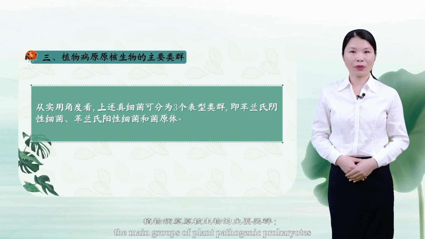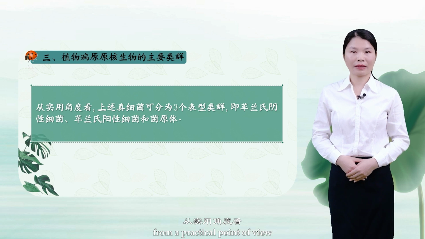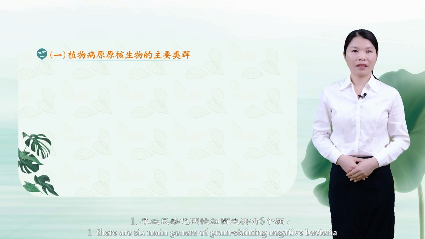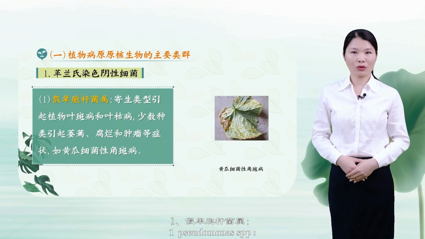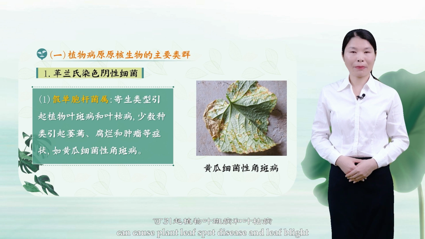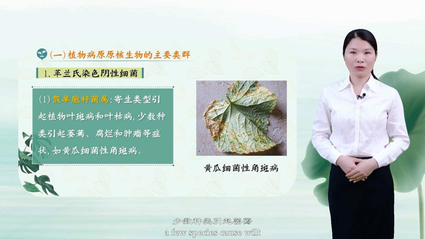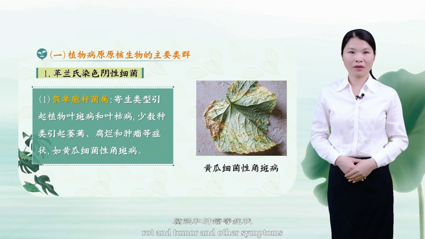The main groups of plant pathogenic prokaryotes from a practical point of view. Eubacteria can be divided into three phenotypic groups, namely Gram-negative bacteria, Gram-positive bacteria, and mycoplasmas. There are 6 main genera of Gram-stain negative bacteria. 1. Pseudomonas spp. can cause plant leaf spot disease and leaf blight. A few species cause wilt, rot, tumor, and other symptoms.